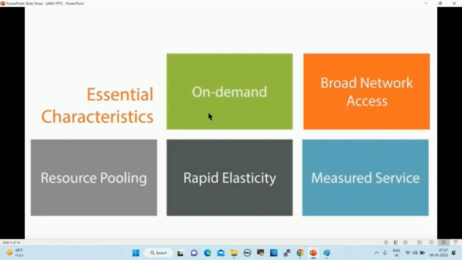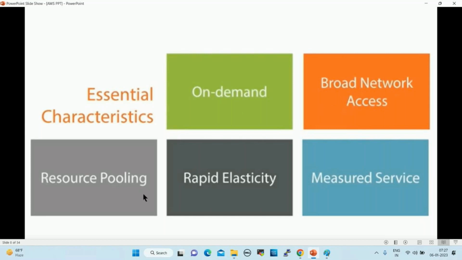Next one, broad network access. Broad network access means we can access from anywhere. Whatever cloud infrastructure we are using, we can access from anywhere, from your home, from your office, even from your mobile. We can access our cloud servers, cloud databases, and cloud storages from anywhere.